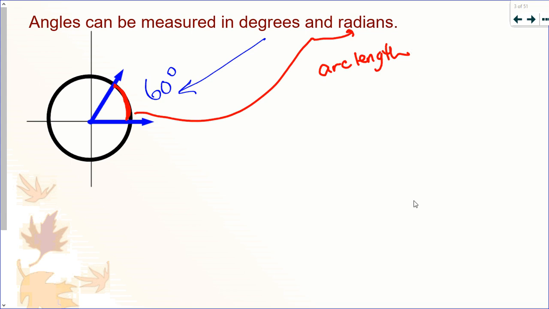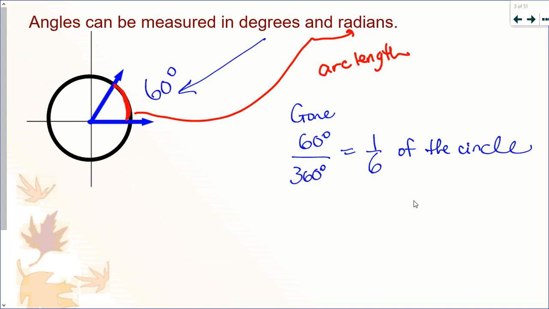So let me describe how to calculate that. So the arc length is all dependent upon what fraction of the circle. Well, how many degrees are in the whole circle? So we have gone 60 out of 360 degrees. In other words, 1/6 of the circle.